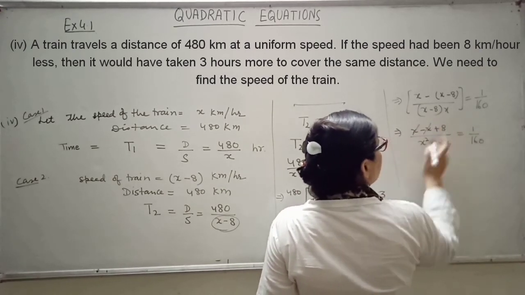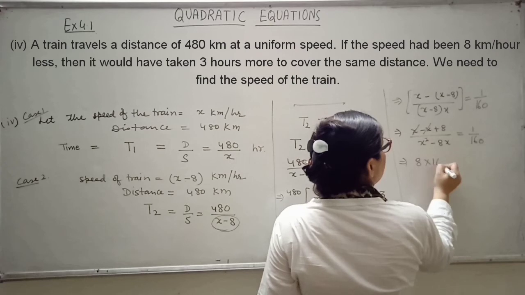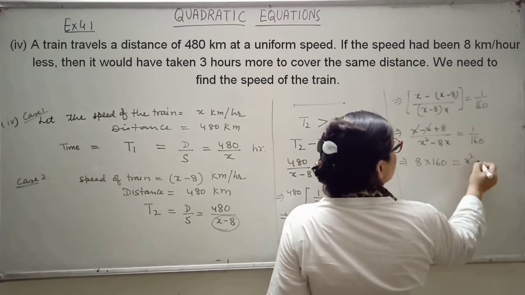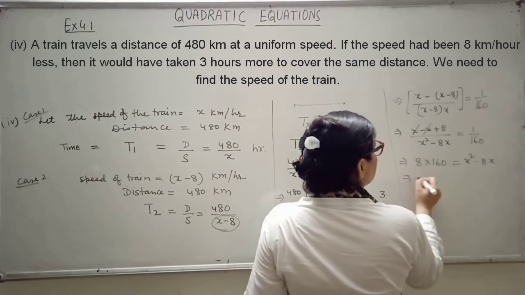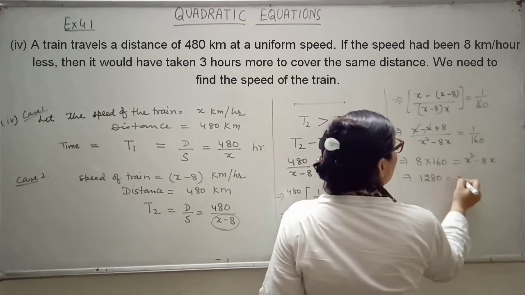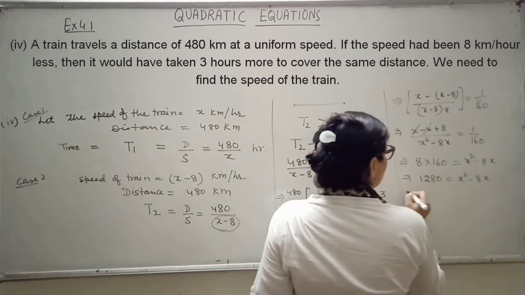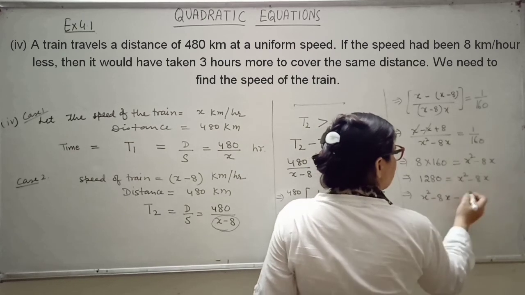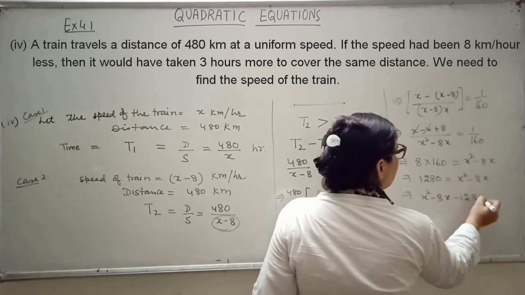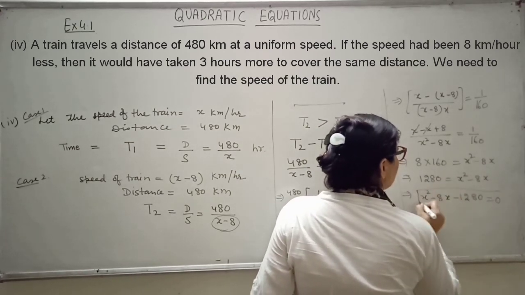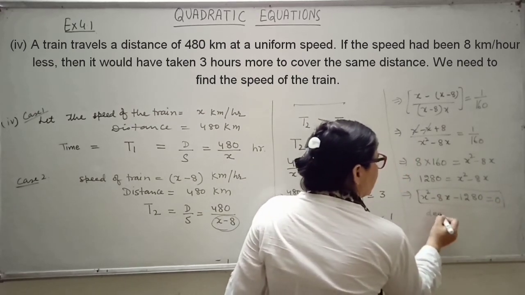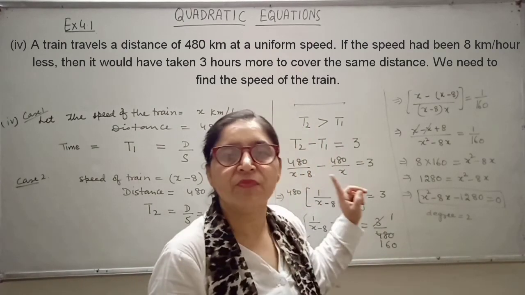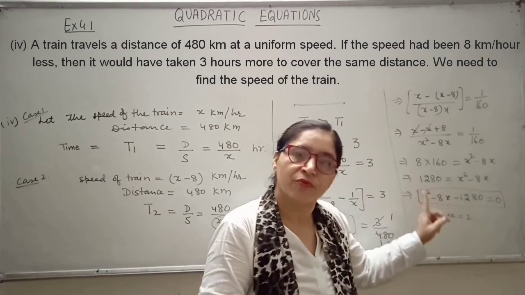This is cancelled, only 8 is left. So 8 into 160 is equal to x square minus 8x. This is 1280 equal to x square minus 8x. So it would become x square minus 8x minus 1280, as this shifts to this side with a negative sign, equal to 0. What is the degree? Degree is 2. So you can see, yes, the given situation can be represented in the quadratic form.